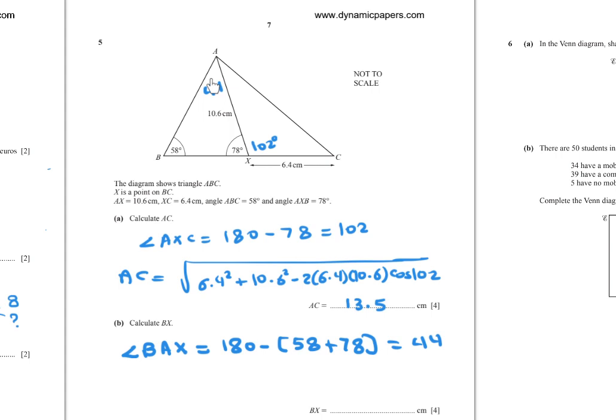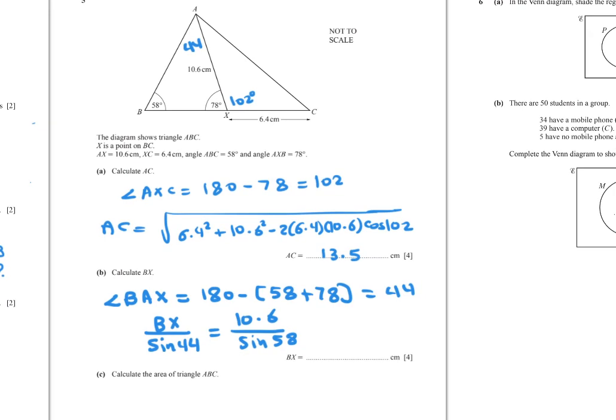Now to find BX, use the sine rule. BX over sine 44 equals 10.6 over sine 58. And cross multiply to find BX. So BX equals 10.6 multiplied by sine 44 divided by sine 58. 8.68 to 3 significant figures.